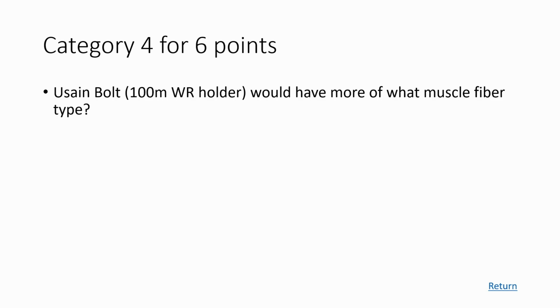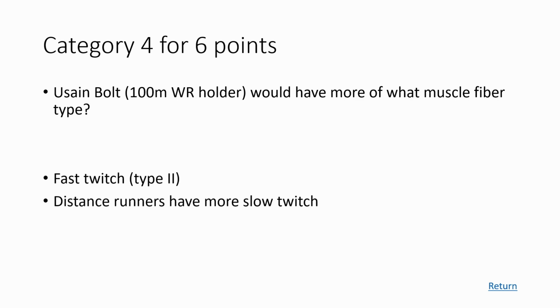Okay, Usain Bolt would have more what muscle fiber type? Fast twitch. Okay, type 2. Slow twitch is type 1, and more distance runners will have those type of fibers.